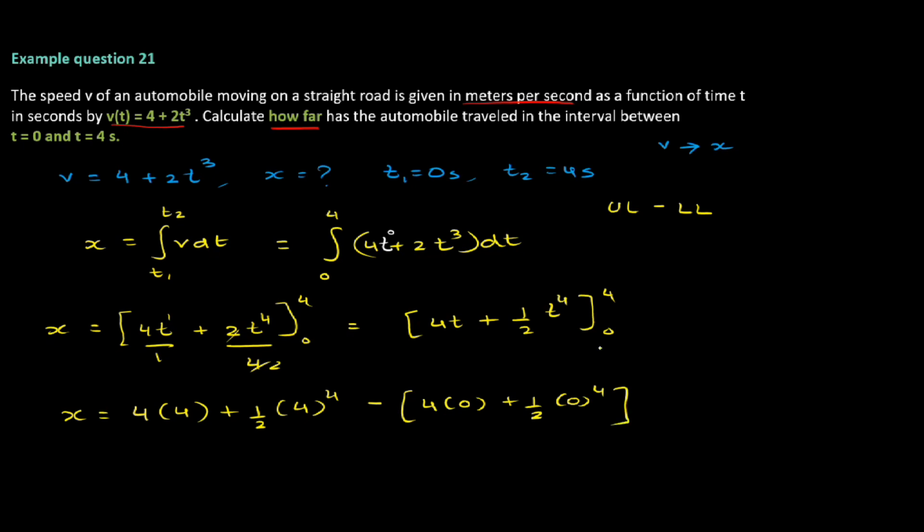Now, when you substitute for lower limit, make sure the whole term is inside a bracket or make necessary changes to the sign because of this minus sign over here. And when you solve this, you get the value of x as 144 meter. So this is how far the automobile has traveled between the interval from t equals 0 to t equals 4 seconds.